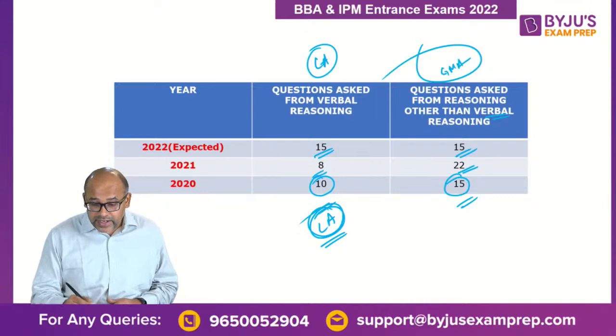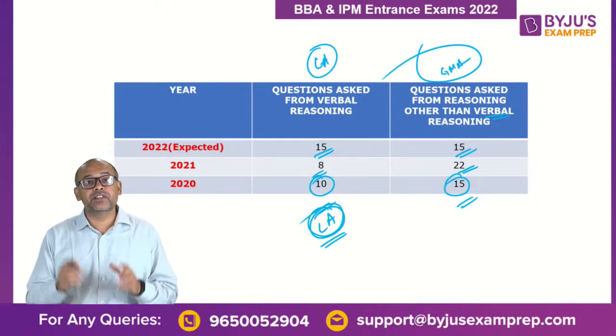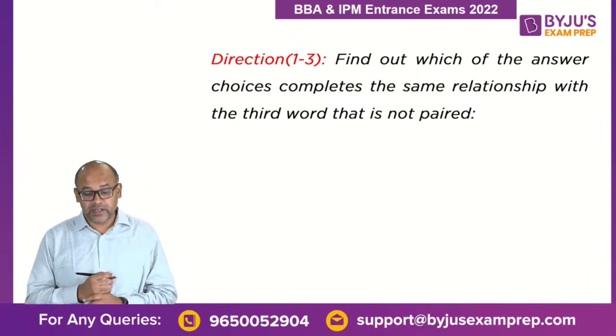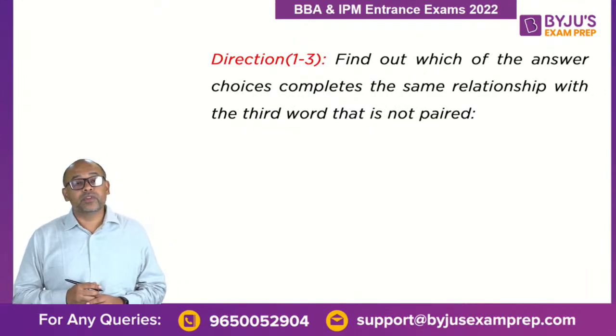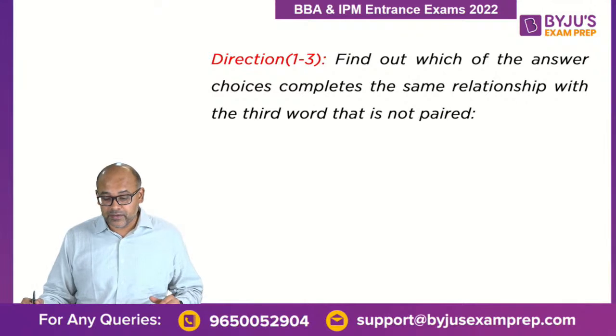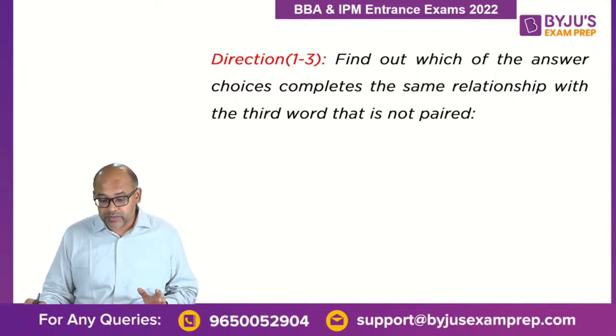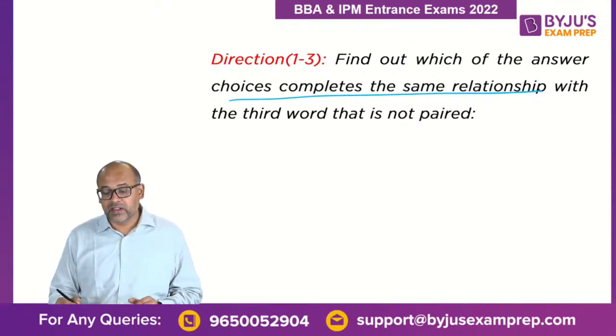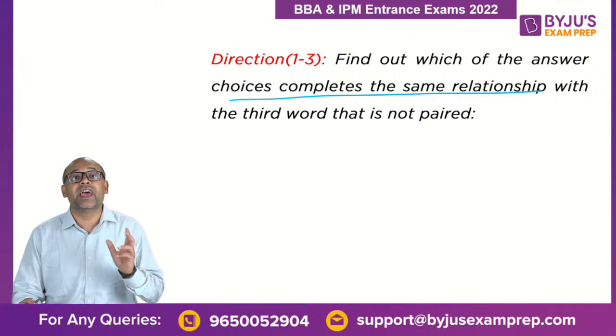Right, so let's go ahead, guys, and start with the first set of questions. Please get your papers and pens out. I hope you already have them out right now. So this is the direction for questions 1 to 3. Basically, you're saying that there is an answer that completes the same relationship with the third word that is not paired. So basically, it's an analogy.